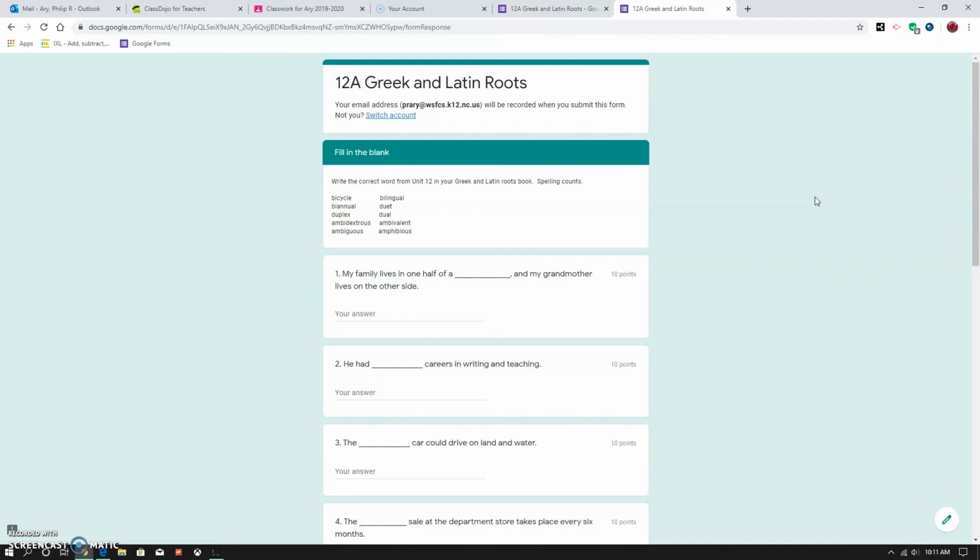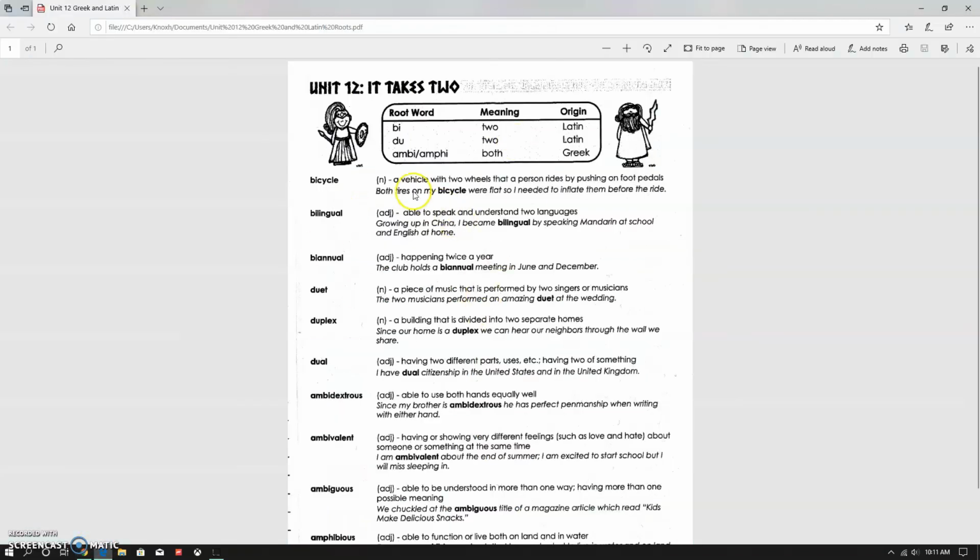So that's going to be it. This form will be in a different assignment for the same day. So hope this helps. Use your book to help you. You can use this page in your book. Have this open with your Google form while you do it.